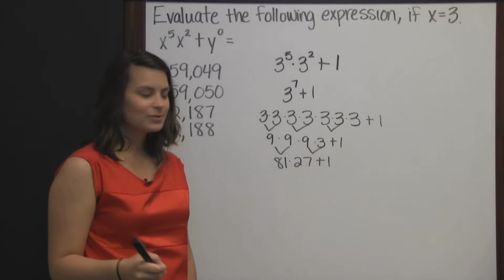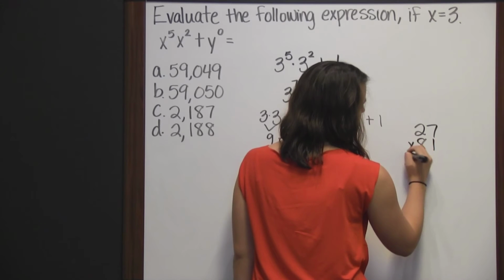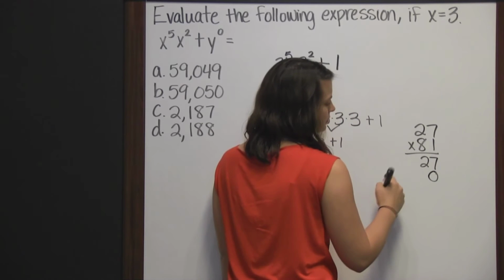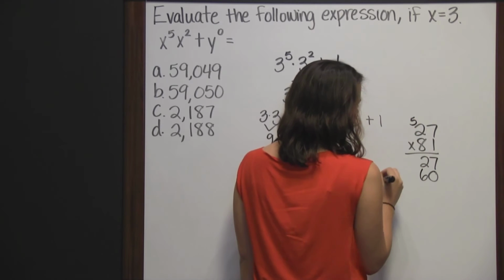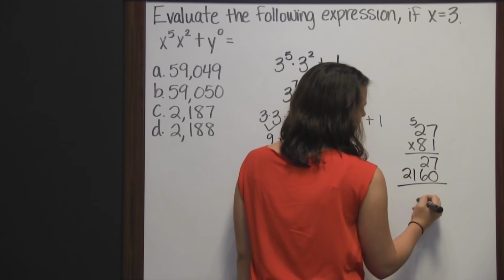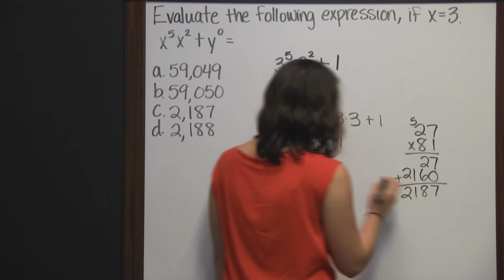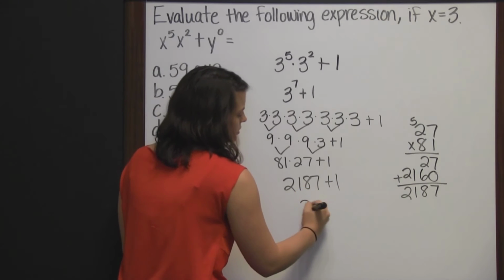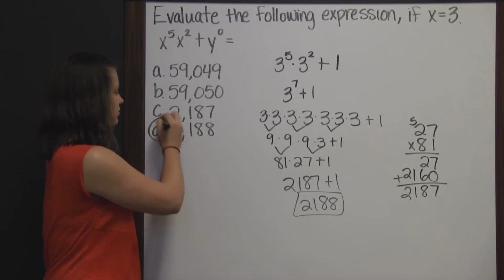Okay, so now we need to multiply 81 times 27. 27 times 81, 1 times 7, 7, 1 times 2, 2, 0 placeholder. 8 times 7 is 56, so write the 6, carry the 5. 8 times 2 is 16, plus 5 is 21. So we're adding these together: 7, 8, 1, 2. So 2,187 plus 1, which is 2,188. So that's our answer. Answer D.